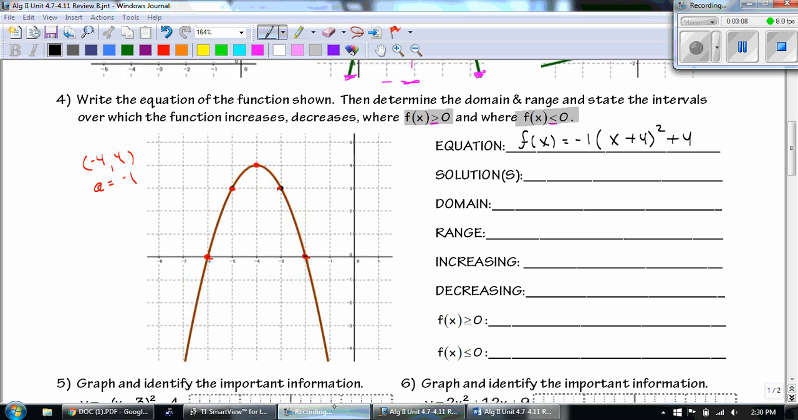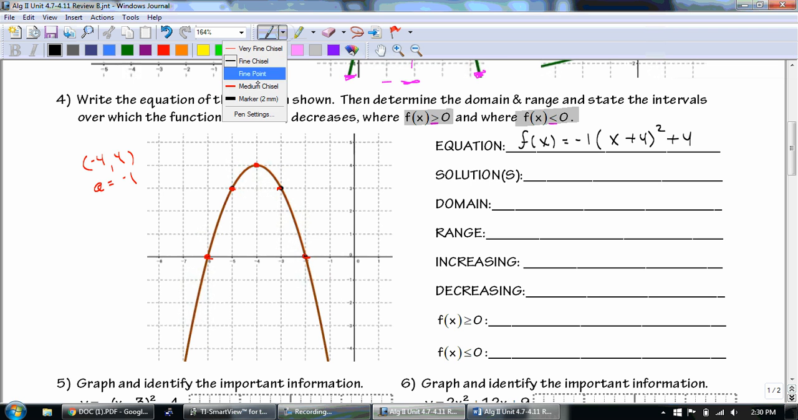Okay, so next we're talking about solutions. And the solutions are where the graph touches the x-axis. And those are the points -6, 0 and -2, 0. So we would say that the solutions are when x equals -6 and -2.